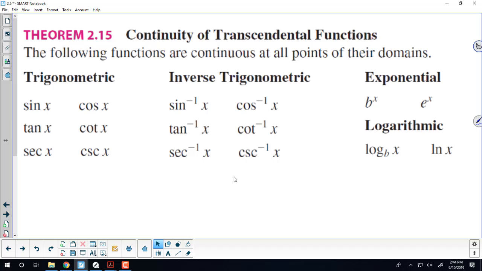This theorem covers a lot of different functions for us, and it says all of these functions here are continuous on their domain. So then of course it boils down to, well, what are the domains for these functions? If you know the domains for these functions, then you know where they're continuous. So for these, I'll just say see the handout.